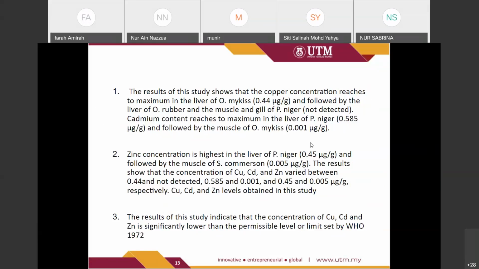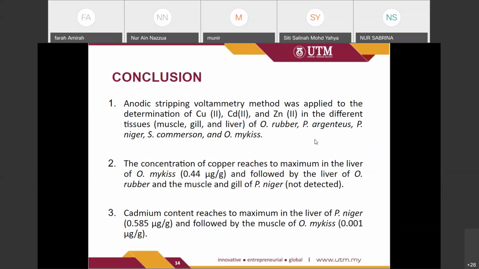Zinc concentration is the highest in the liver of P. niger with 0.45 microgram per gram, followed by the muscle of S. commerson, 0.005 microgram per gram.